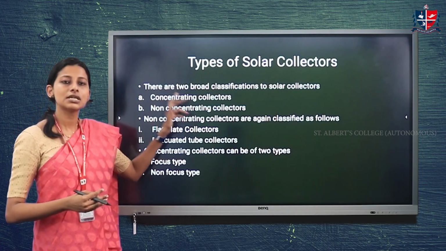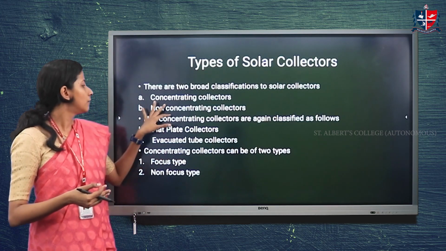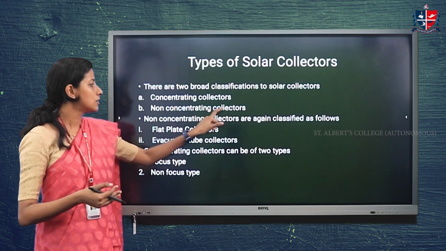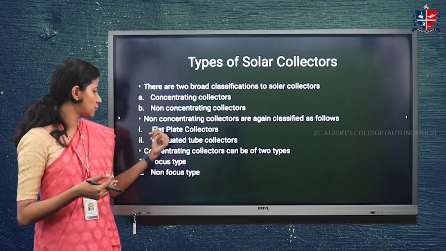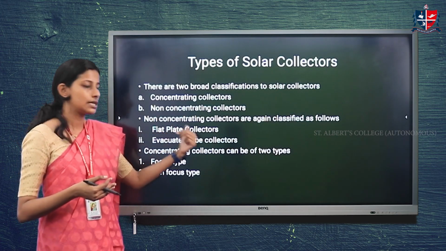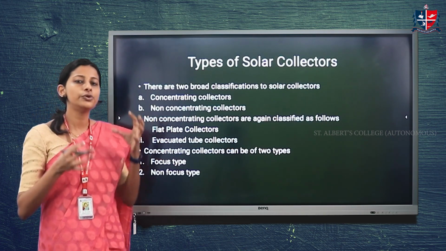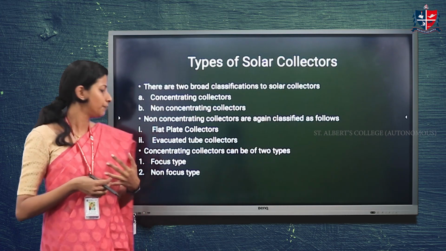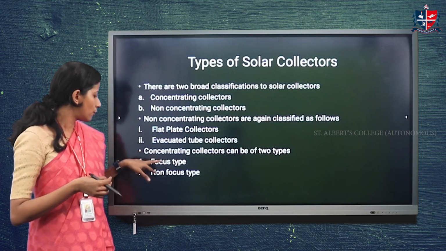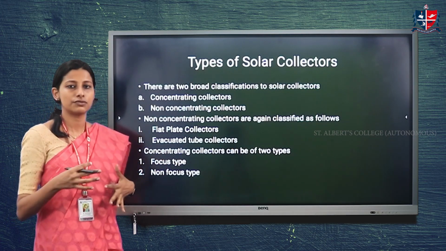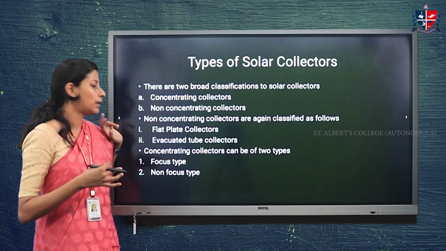Now each of these concentrating and non-concentrating collectors can be further divided. Let's take non-concentrating collectors. They are again divided into flat plate collectors and evacuated tube collectors. In short, they are known as FPCs, flat plate collectors, and ETCs, evacuated tube collectors. They are non-concentrating. They do not do any particular action for concentrating the radiation. Concentrating types are broadly classified into focus and non-focus type. These have further classifications that we are not dealing with now. We'll just deal with what a flat plate collector is and what an evacuated tube collector is.